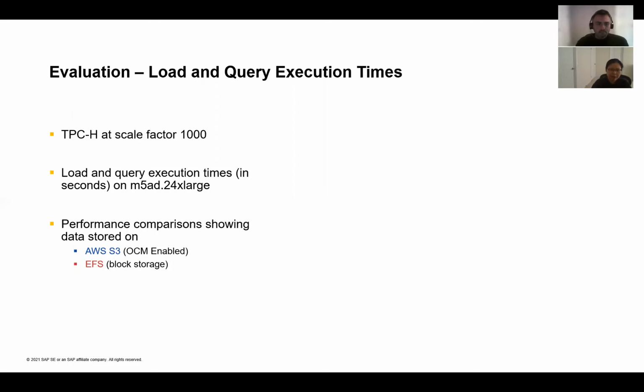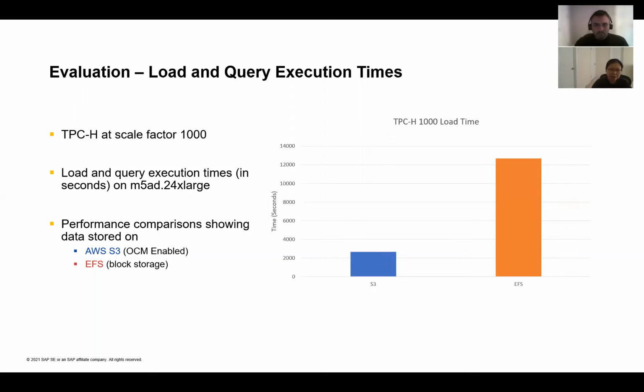And we repeat the same experiment on EFS. The first result we show here is a comparison of load time. In this graph and the graphs we are going to show in the following slides, the blue bar represents S3 using our cloud-native storage, and an orange bar is EFS using block storage. And we can see here that it takes much less time to load the test data using our approach. The load time is almost 6 times faster.